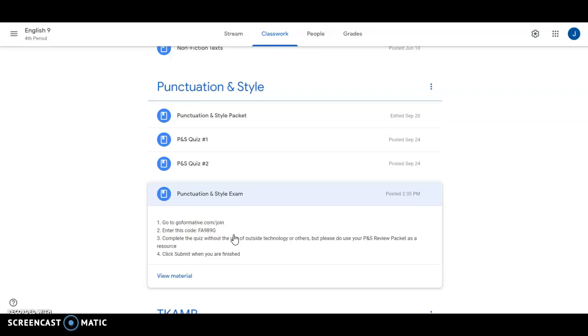It'll be probably out of 70 points. The extra credit from the previous 6 discussions about punctuation and style will be put in the book.